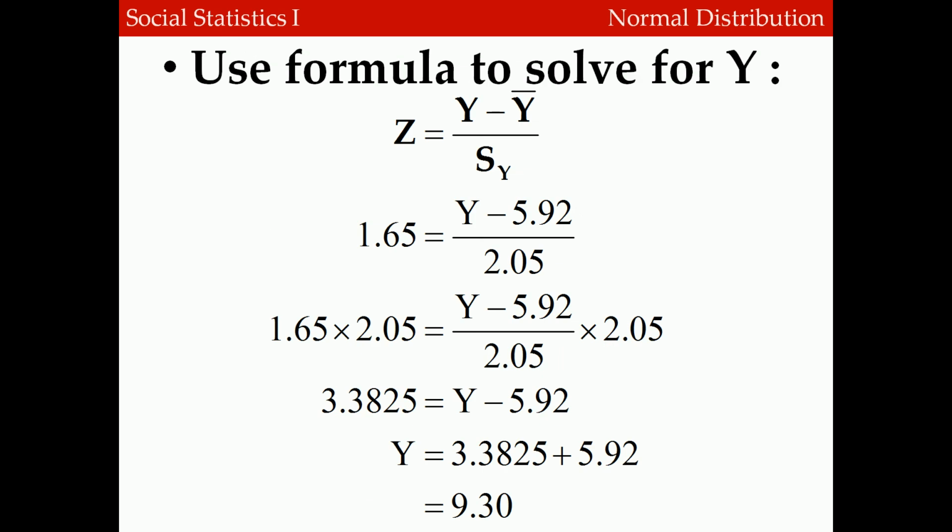Now we're going to work backwards. We're going to solve the formula for y, and we're going to fill in the value of our z-score, 1.65, as well as the mean, 5.92, and the standard deviation, 2.05. We start by doing some basic algebra. We're going to multiply each side by the standard deviation. Next, after we've simplified this, we're going to add the mean to both sides. When we finish our calculations, we find that the score that we're looking for has a value of 9.30.